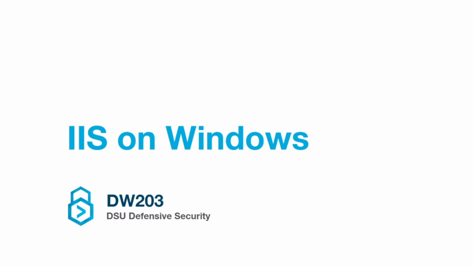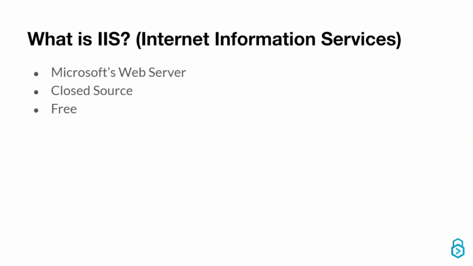Today we're talking about IIS on Windows. If you don't know what it is, it's called Internet Information Services. It's basically Microsoft's web server. It's a bit up there in age, I guess. It's similar to Apache or Nginx, but it's not as cool because it's on Windows instead of Linux. It's closed source compared to the other two most popular ones as well, but it is free, which is nice.